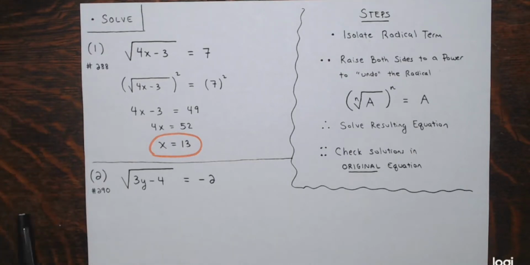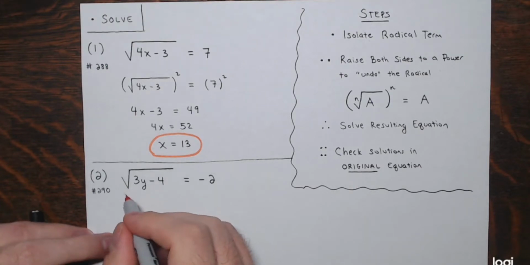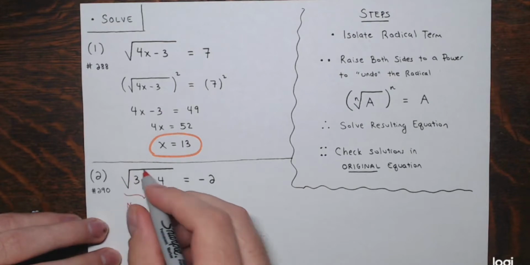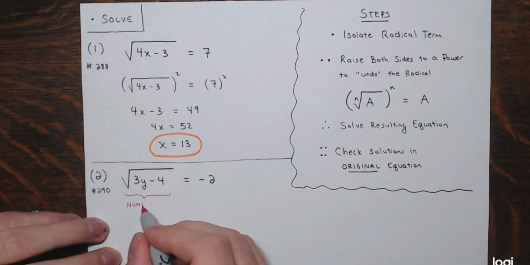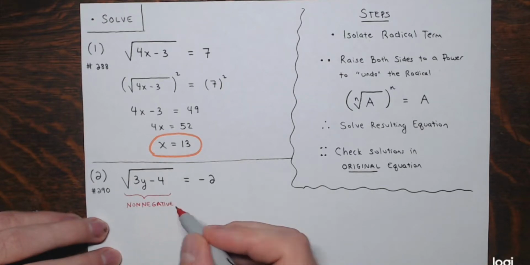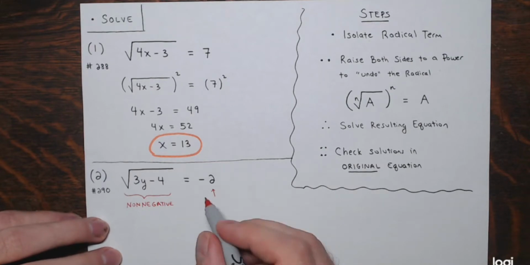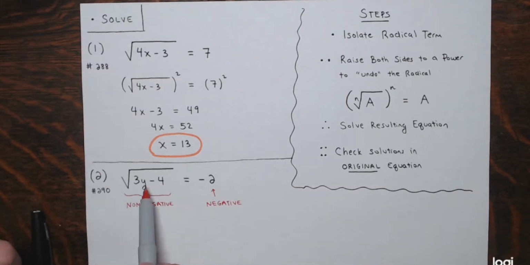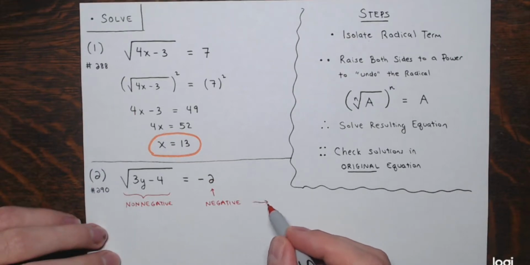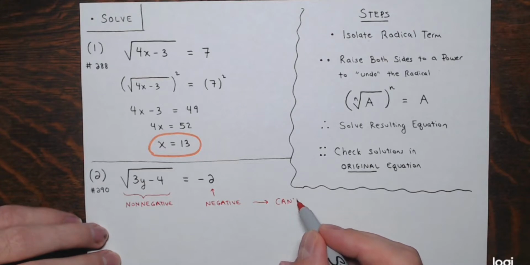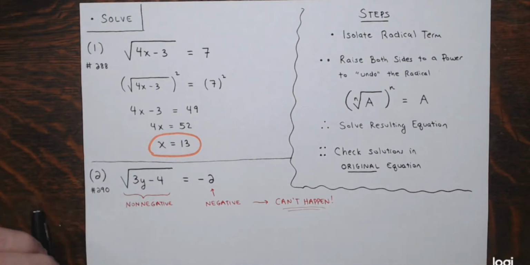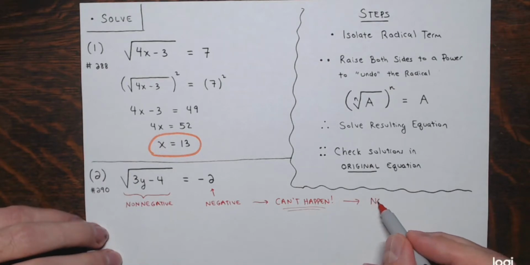As you recall, I just said a second ago, this side here is the positive square root, or the non-negative square root, right? That symbol means give me the non-negative square root. So this side is a non-negative number based on the symbol, right? And this side is a negative number, negative 2. So what this is saying is that some non-negative number is equal to a negative number. This can't happen. A non-negative number can never be equal to a negative number, meaning that this equation has no solution.